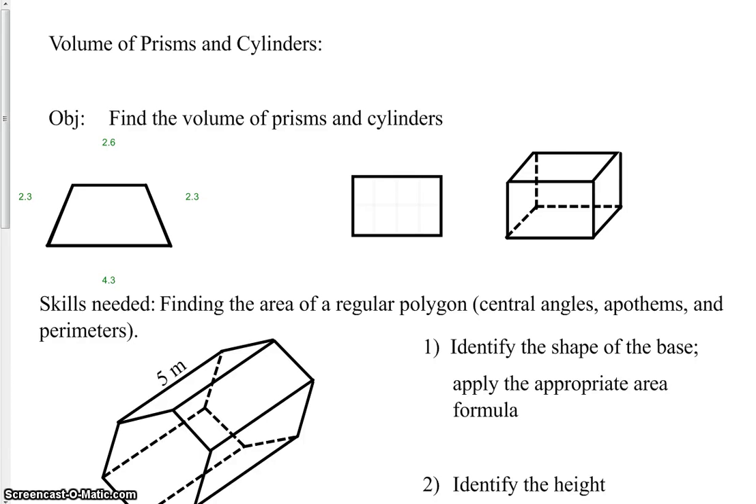Today we will be finding the volume of prisms and cylinders. To get an idea of volume, let's look at perimeter and area. Perimeter is one-dimensional. It's the length of the distance around an object.